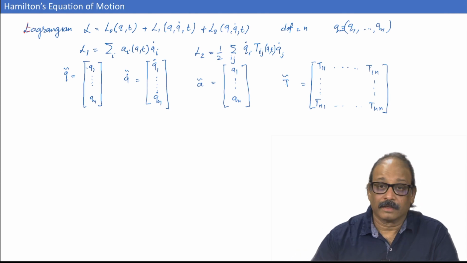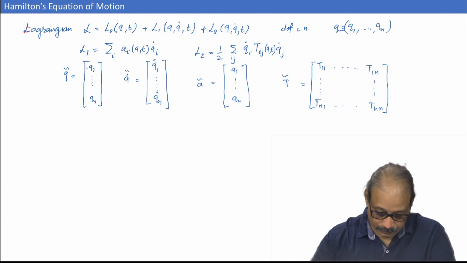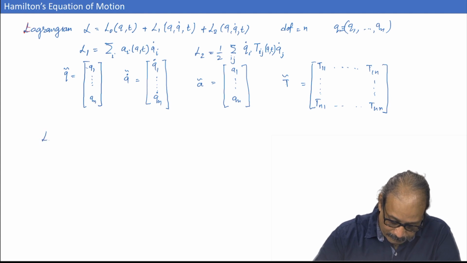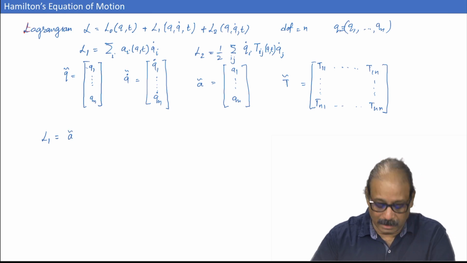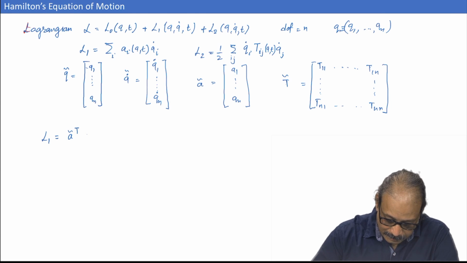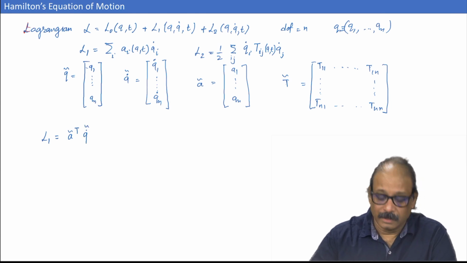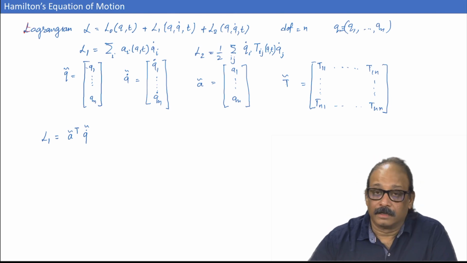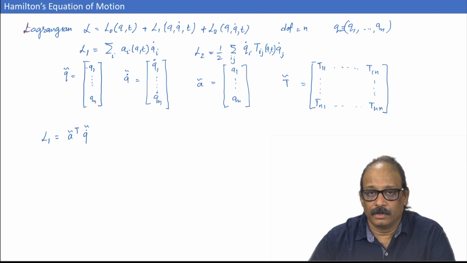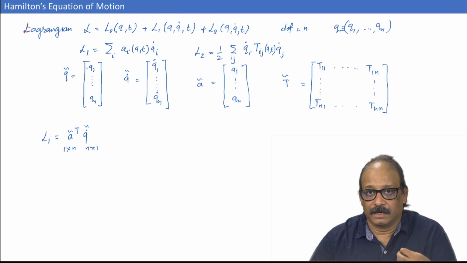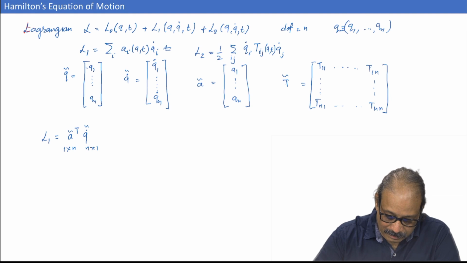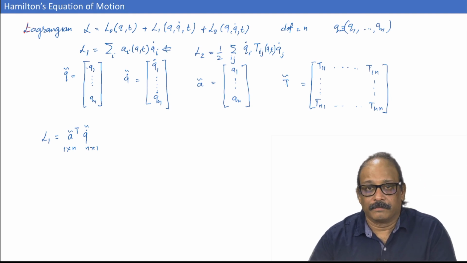Okay. Now, I have put this in a neat matrix form. I will write down the term L1 in terms of matrix now. So, your L1 will look like A tilde, and if you take a transpose, and then Q dot tilde. Okay. Can you see that this transpose of A multiplied by Q, after taking transpose, is a 1 by n matrix and this is an n by 1 matrix. So, your result is again L1, which is a scalar number, which is what we expected here. So, this is exactly what we would get if you put it in the matrix form.